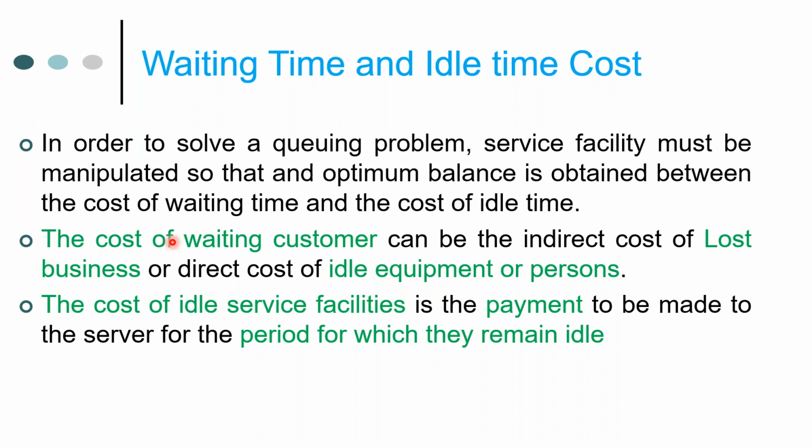If a customer is waiting for some time, it can be an indirect cost like loss of business. Suppose a customer sees a very long queue at a petrol pump. In the last video we have seen customer behavior, how customers renege, change their minds about joining the queue, sometimes leave the queue, or jump a queue. Those various behaviors we studied in the last video.